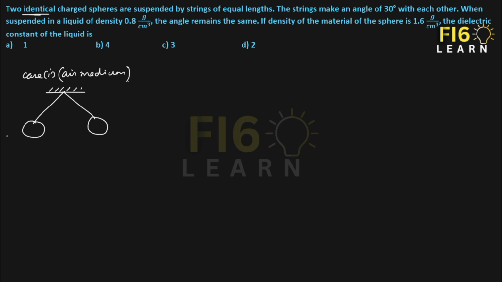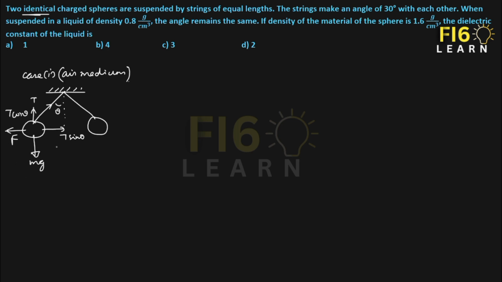This is sphere 1. The first force is self weight. Its own weight will act in downward direction, and the tension in the string acts towards the support. We can assume an angle here for our reference. This could be theta, and the horizontal component will be T sin theta, and the vertical one will be T cos theta, and the electrostatic force will be F.